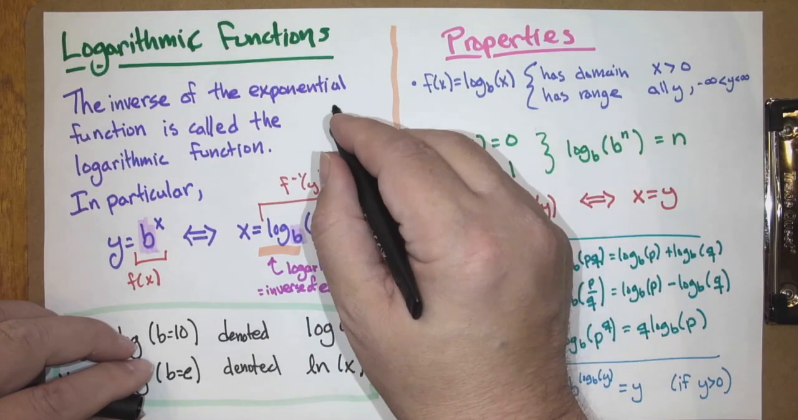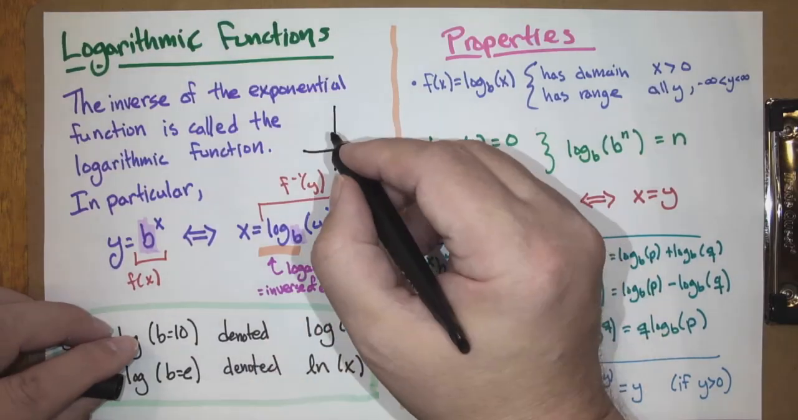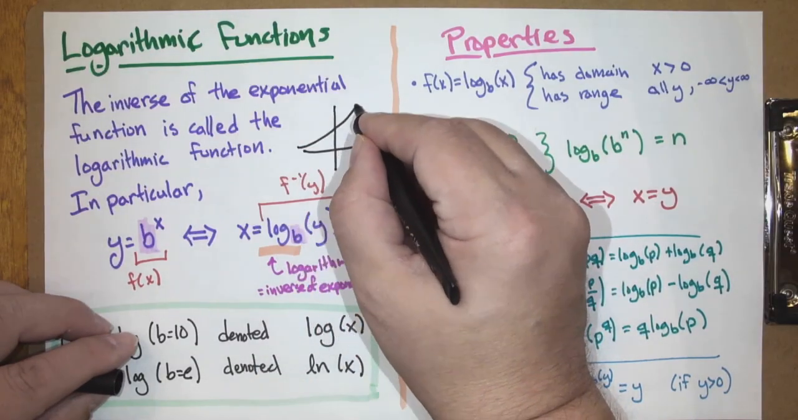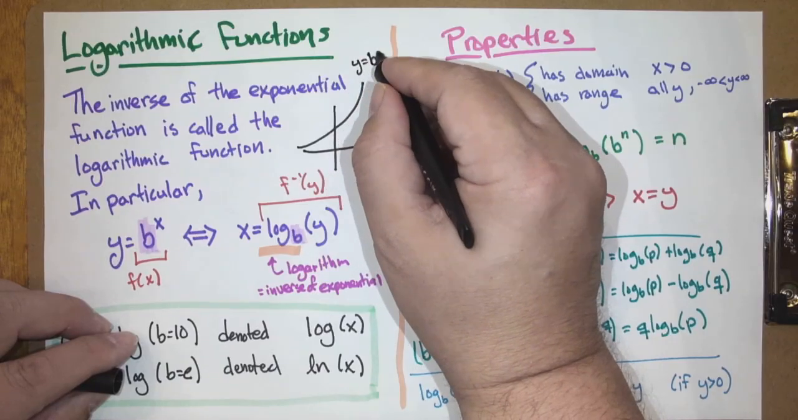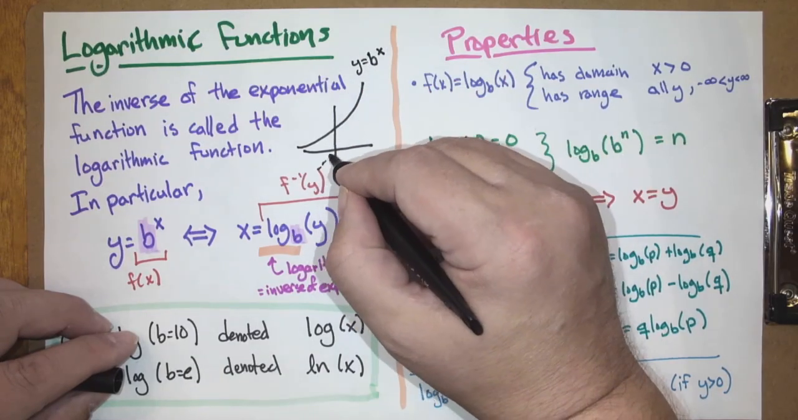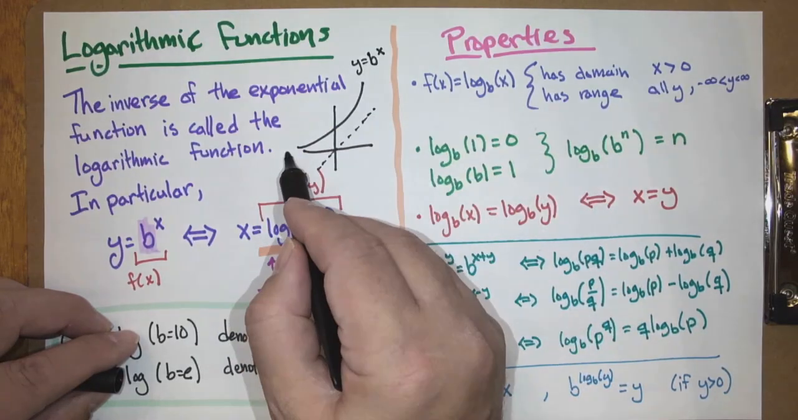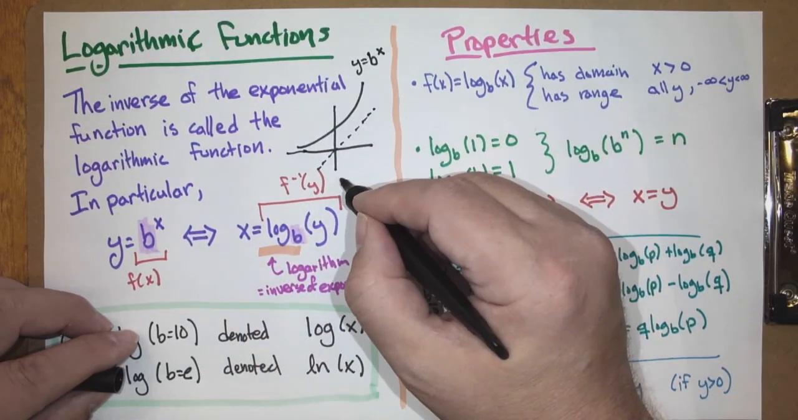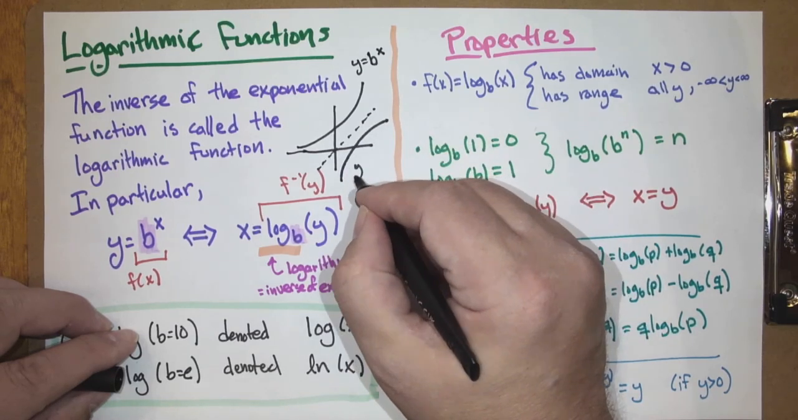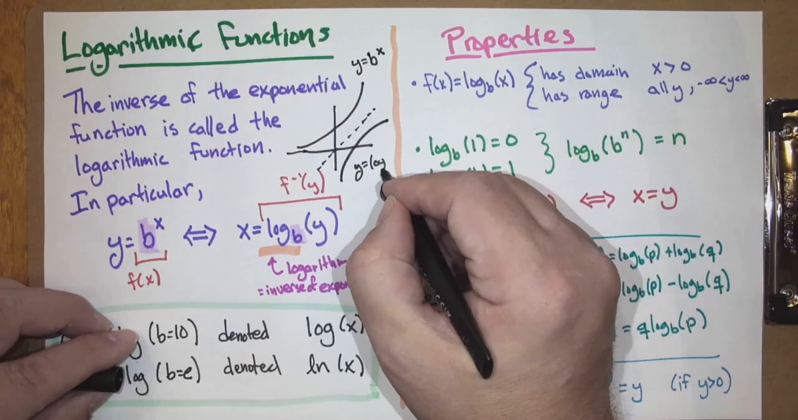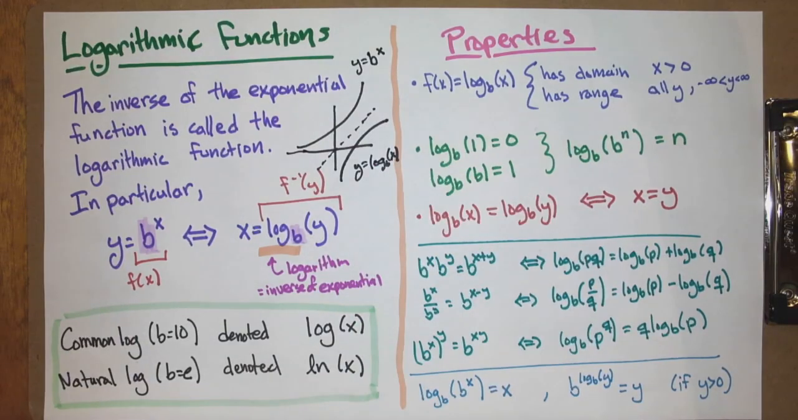Because we know it comes from the inverse, we'll put it again here on this page. If I start with an exponential function, so here we have our y equals b to the x, we can always find the logarithmic function graphically by flipping. So we get here y equals log base b of x. And this will help us talk about various properties.